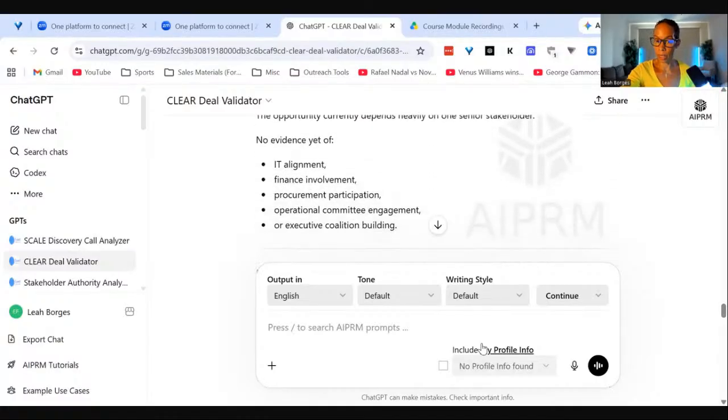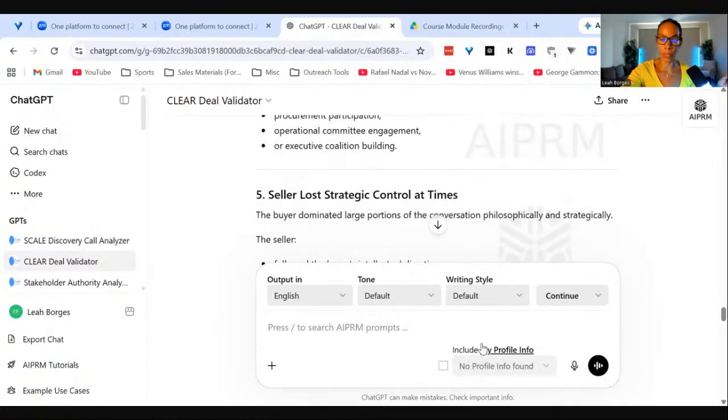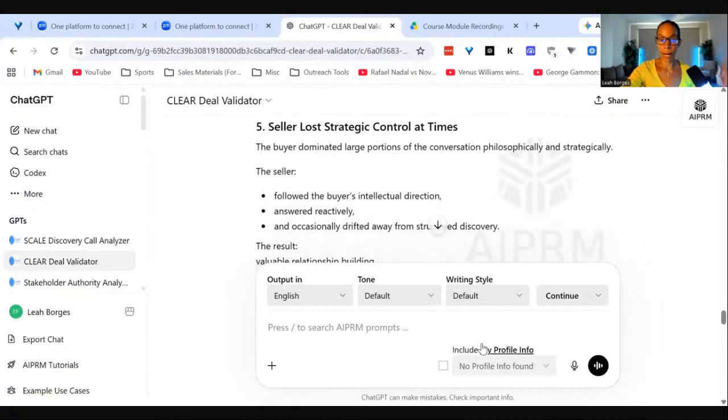It's a single-threaded relationship, which is already a deal risk. Number 5, seller lost strategic control at times. So the buyer dominated large portions of the conversation philosophically and strategically. So this is not talk time. This is not looking at your recording, your Gong call or whatever, and looking at talk time and dissecting the crap out of that, right? It is understanding what's the context of the conversation. Who's talking about what? Who's dominating different sections of the conversation, right? And what do those conversations look like?